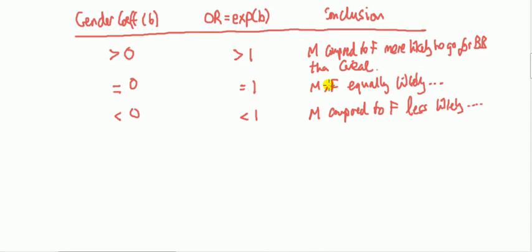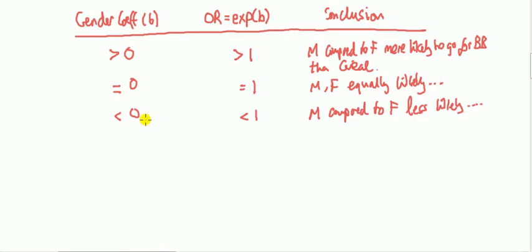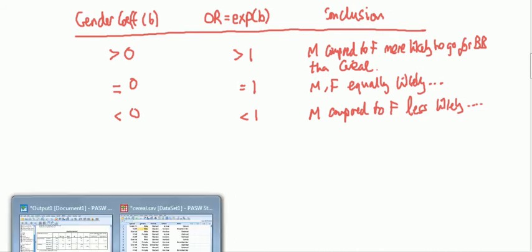Okay, right, so let's see what we've got here in this output. What we have got here is a coefficient of negative. Alright, so let's first of all get the direction right. Negative, that tells us, if we go back here, the coefficient is negative, it tells us then males compared to females are less likely to go for the breakfast bar and the cereal. Simple as that.